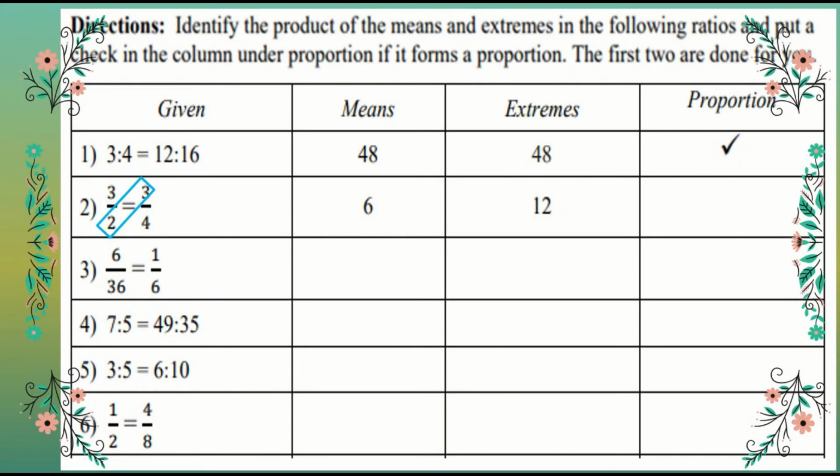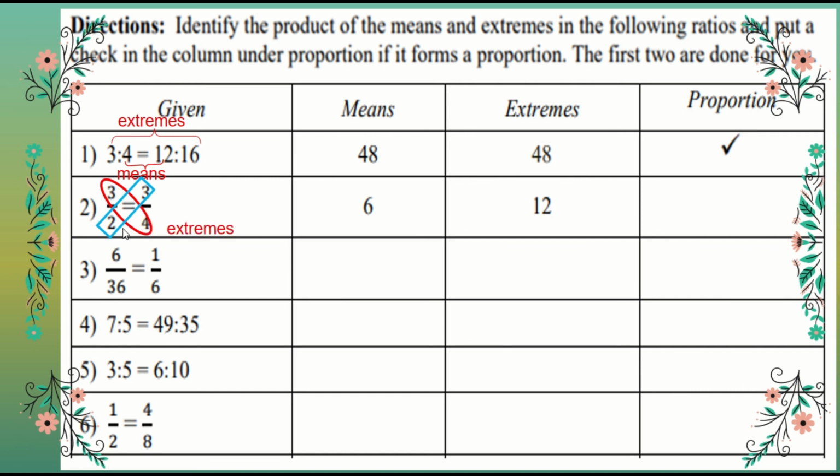For activity 5, identify the product of the means and extremes in the following ratios and put a check in the column under proportion if it forms a proportion. The first two are done for you. So, dito, imumultiply lang yung means. 4 times 12, we have 48. Kaya 48 dito. We multiply the extremes, it's also 48. So, kaya 48 dito. Since the answer is both of the means and the extremes are 48, so may check sa proportion.